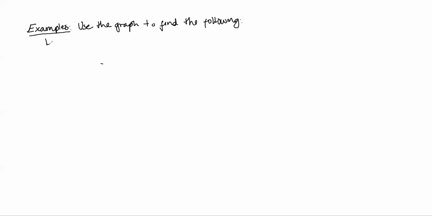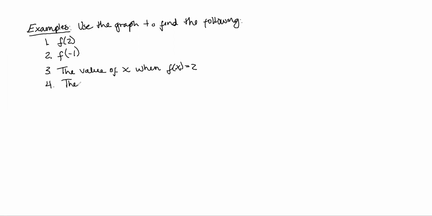Number 1, we're told to find f of 2. Number 2, we're told to find f of -1. And then number 3, this one's going to be where it's a little different. We're told to find the value of x when f of x equals 2. And then lastly, the value of x when f of x equals 4.